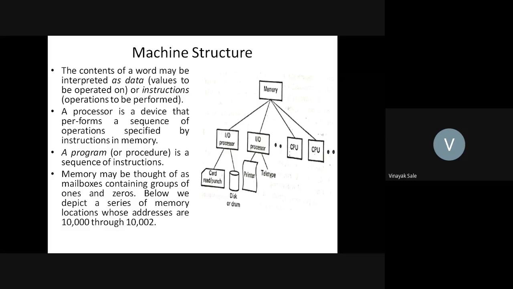What is a processor? A processor is a device that performs a sequence of operations specified by instructions in memory. What is a program? A program or procedure is a sequence of instructions. Memory may be thought of as mailboxes containing groups of ones or zeros.